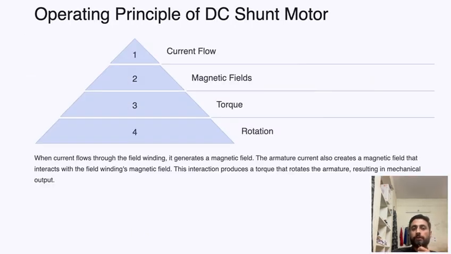Operating principle of DC shunt motor: current flow, magnetic fields, torque, rotation. When current flows through the field winding, it generates a magnetic field. The armature current also creates a magnetic field that interacts with the field winding's magnetic field. This interaction produces a torque that rotates the armature, resulting in mechanical output.